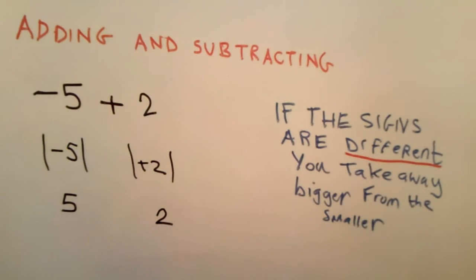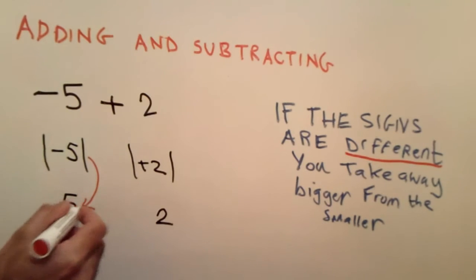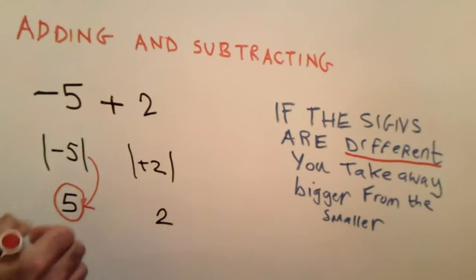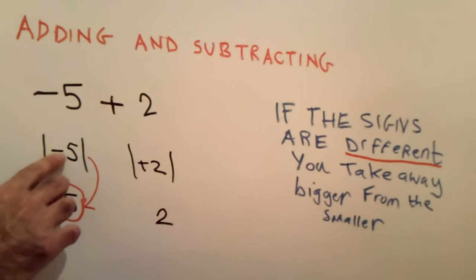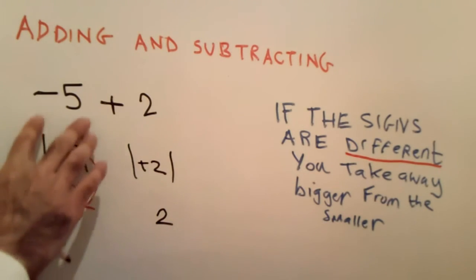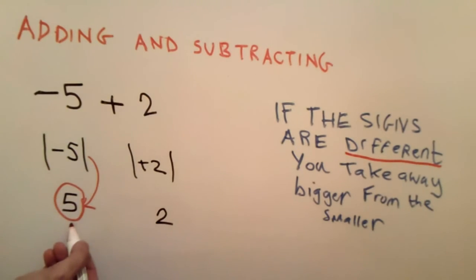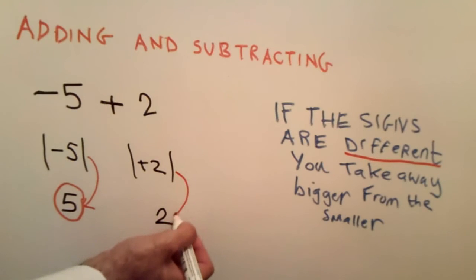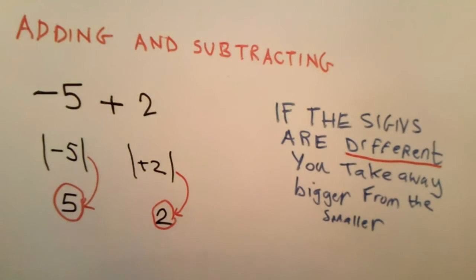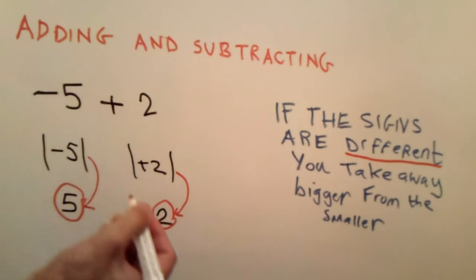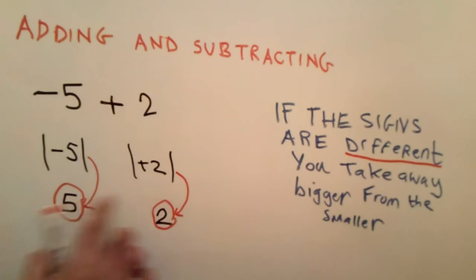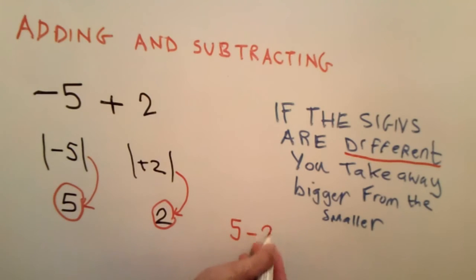Right. So in this example, the bigger value after we've done the absolute value is 5. Even though negative 5 is smaller, we ignore that. We find the biggest value after the absolute value has been applied. So the bigger value is 5, and the smaller value is 2. So we take the smaller from the bigger: 5 take away 2 is equal to 3.